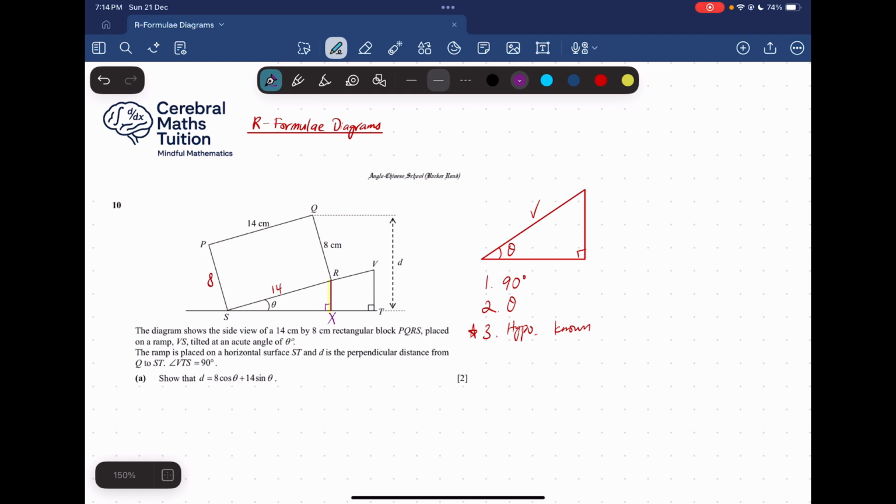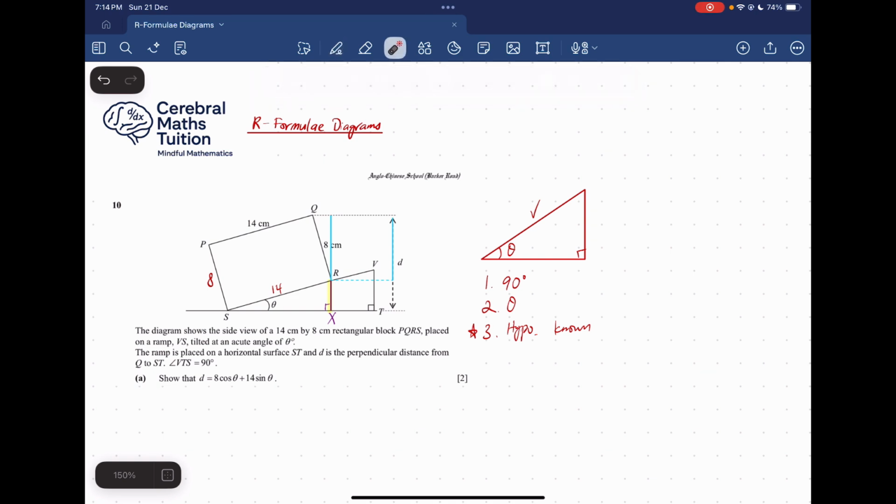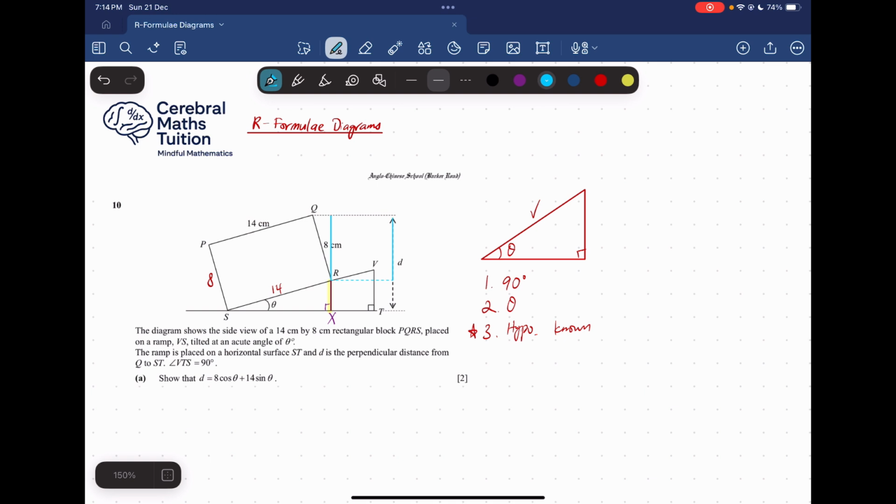Now let's try to find the remaining part of D. Let's just draw and visualize where the remaining part of D is. The remaining part of D is here in light blue. If I transfer the light blue vertical line over to the left, okay, so I'm finding this remaining part. I'm going to create another right-angled triangle to find that remaining part.